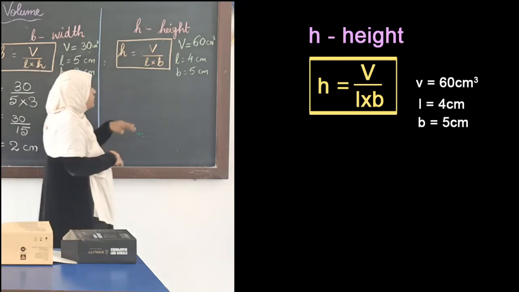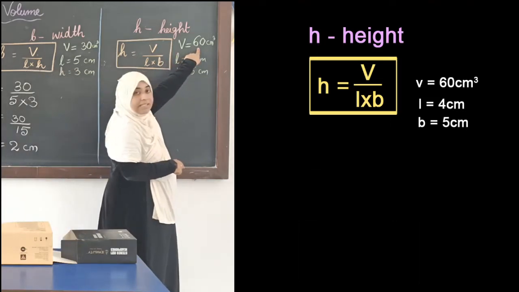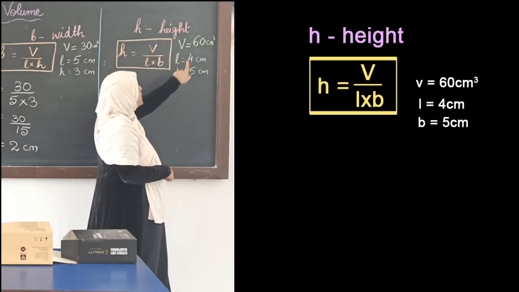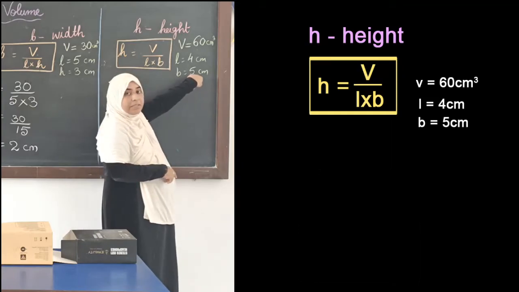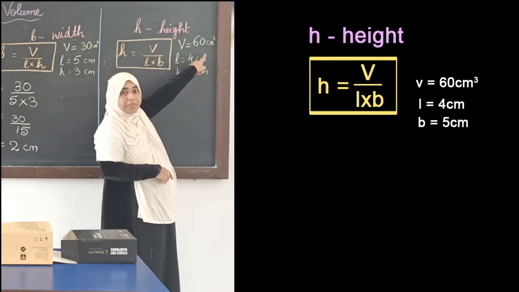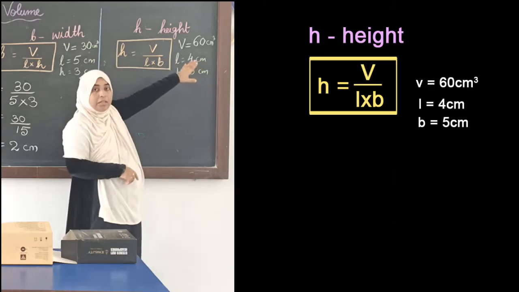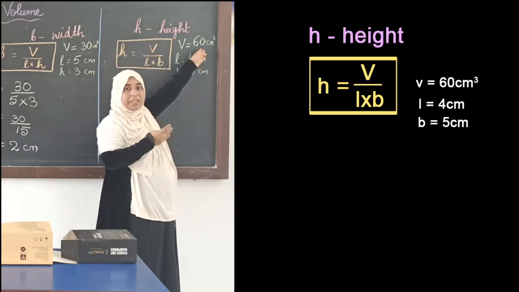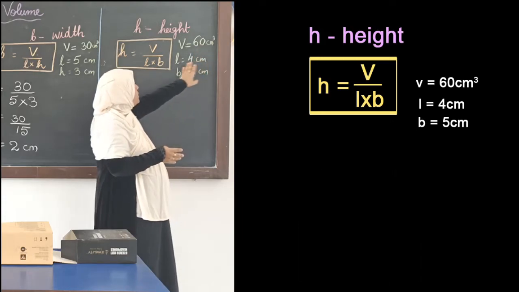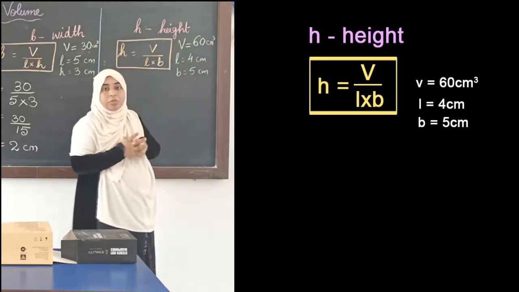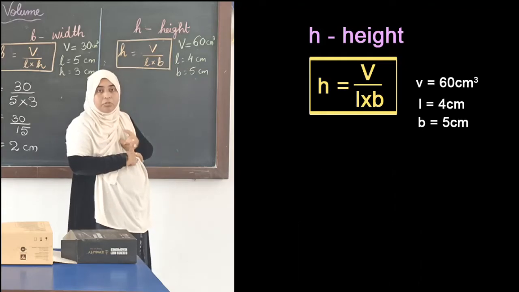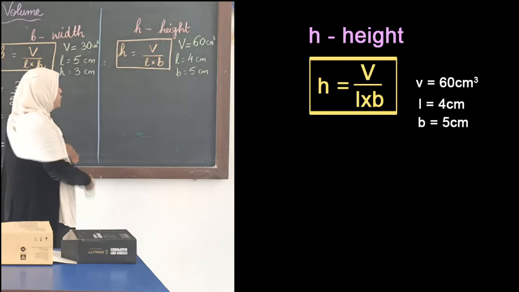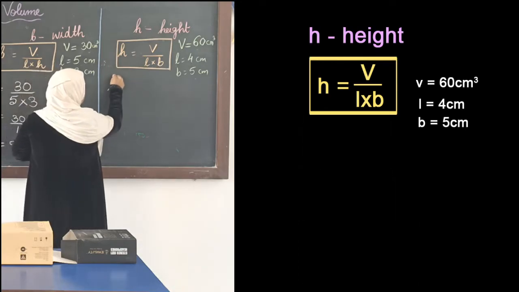I have an example here where volume is equal to 60 centimeters cube, length is 4 centimeters and width is 5 centimeters. See, the unit might be different, might be meters also. The unit may be different, sometimes it might be millimeters. But we should know these three things to calculate the height: the volume, the length and the width. Now using these values, we will try to find the height.